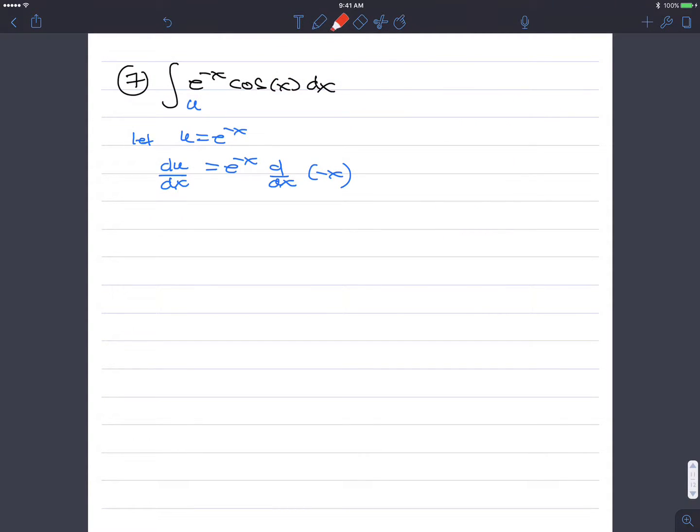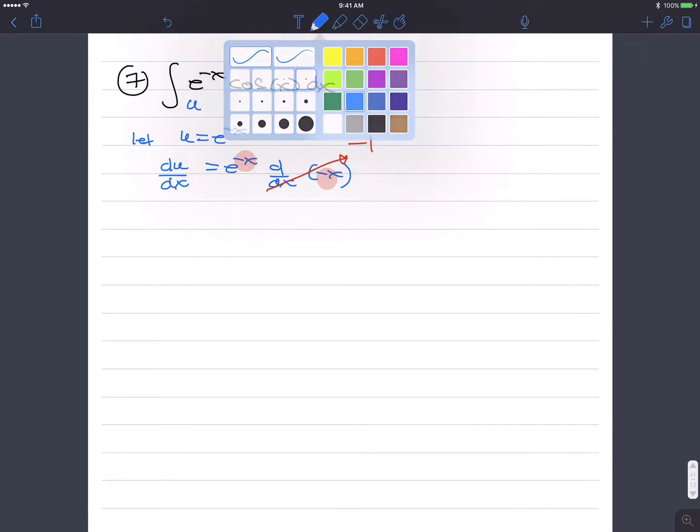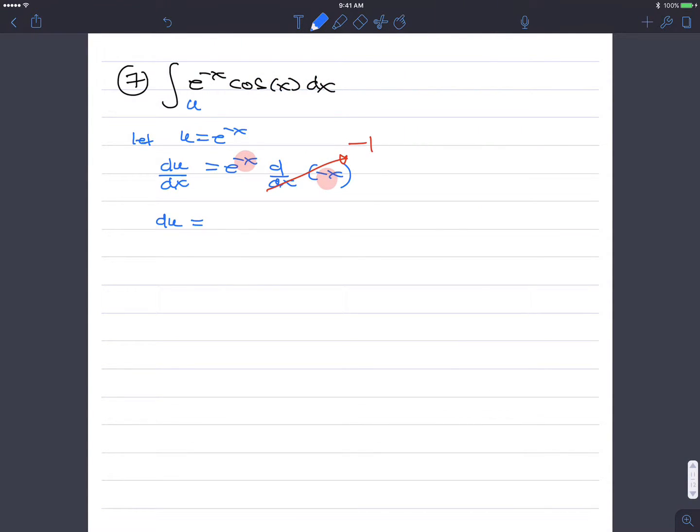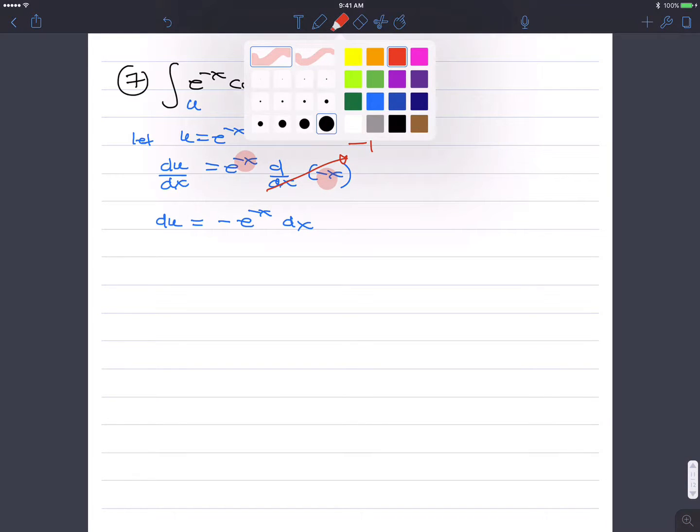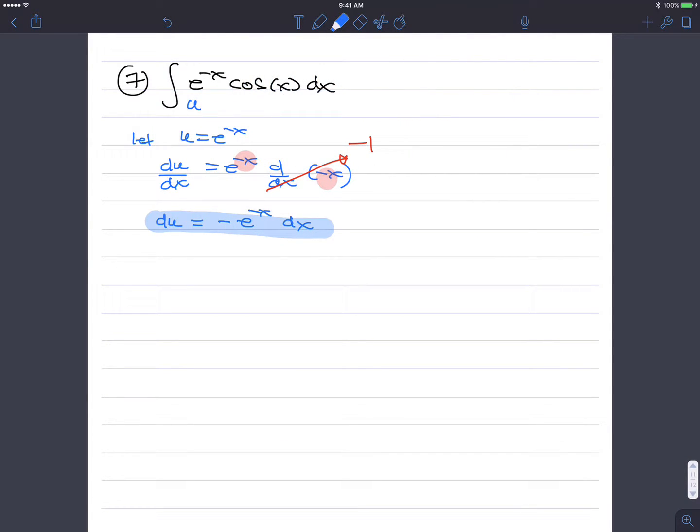Because what you see is a function as a power up there. So I'm looking at this power. There's a function. By chain rule, we have to differentiate that function. Derivative of minus x is -1. So you're looking at this relationship that du will be simply negative e to the minus x dx. We're going to use this for du and this for u in integration by parts.